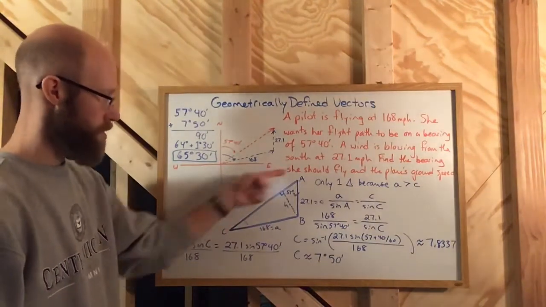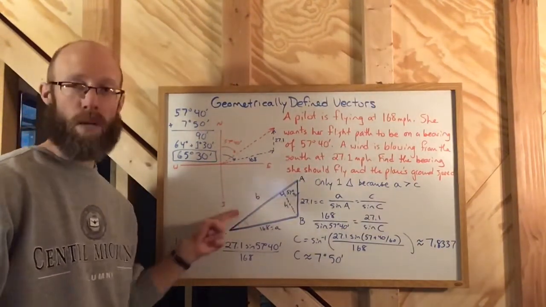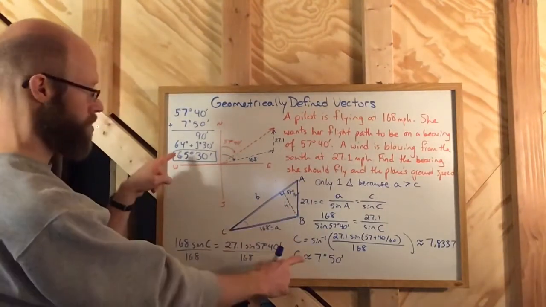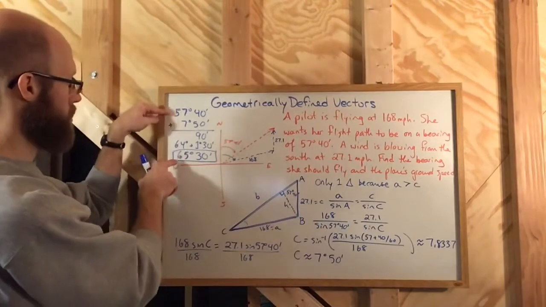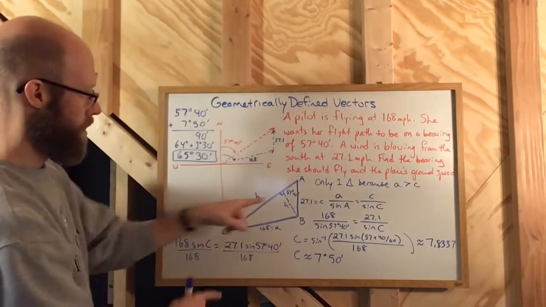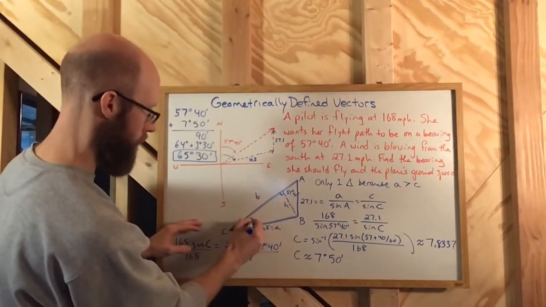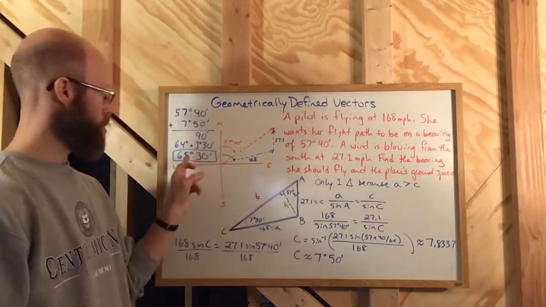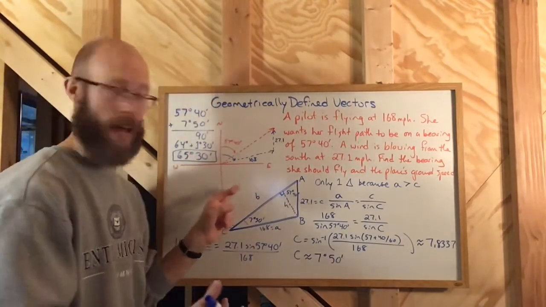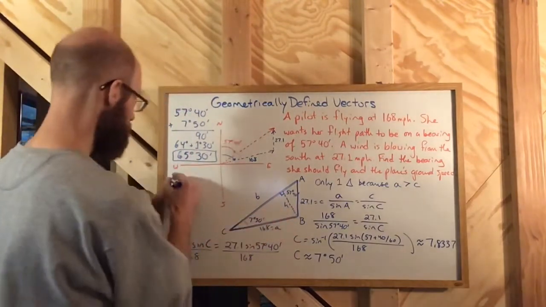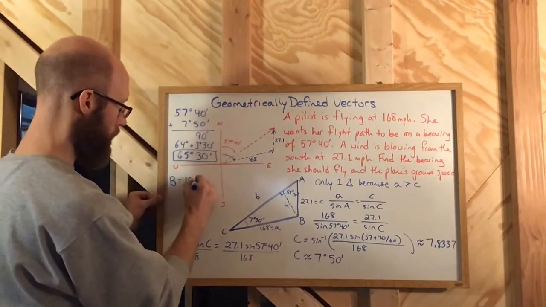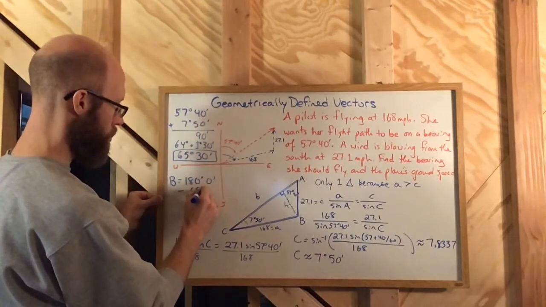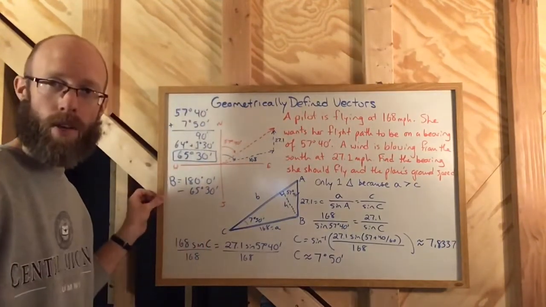I can't get B, the ground speed is essentially B, without knowing angle B, which I can find now because I have the other 2 angles. Which 2 angles do I have? I have the 57 degrees 40 minutes and I have this 7 degrees 50 minutes. So if I take those 2, add them up, which I've already done, and subtract that from 180, I'll get angle B. So angle B is 180 degrees, 0 minutes, minus 65 degrees, 30 minutes, okay?